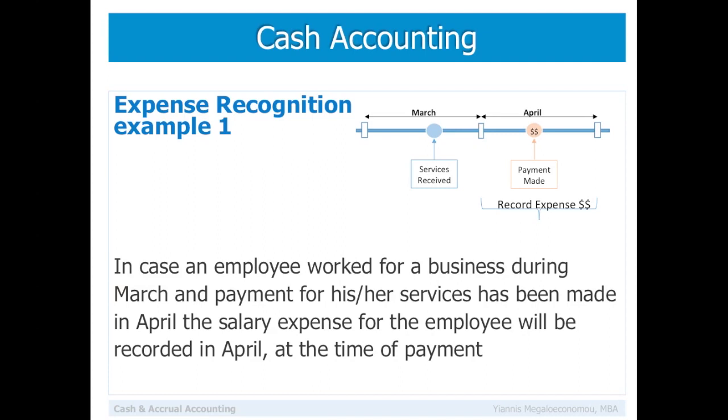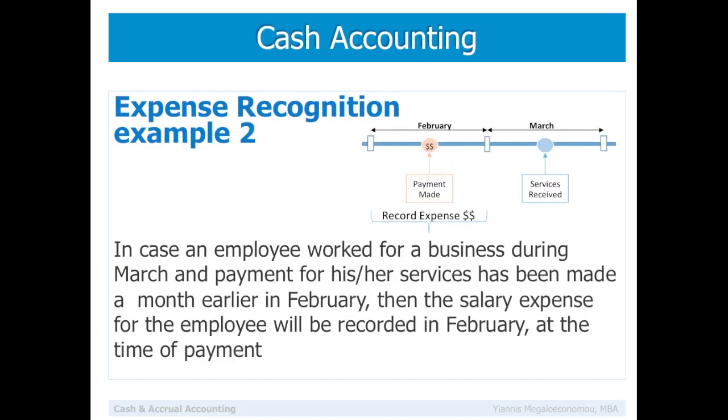Since the cash accounting recognizes expenses at the time of the payment, we have here March, when services were provided by the employee, which means that the business received services from its employee. And here April is the month of the payment. So according to this method, the salary expense will be recorded in the month that payment was made to the employee. So this is an example to understand expense recognition for the cash accounting method.